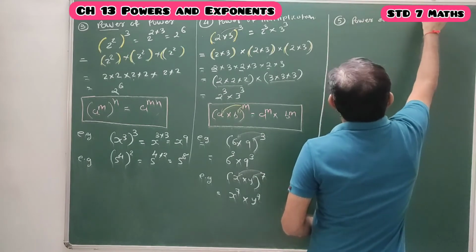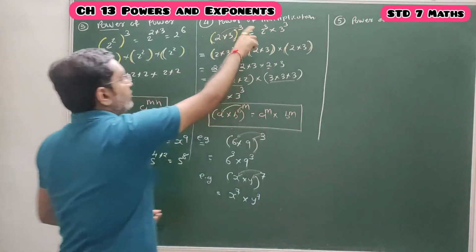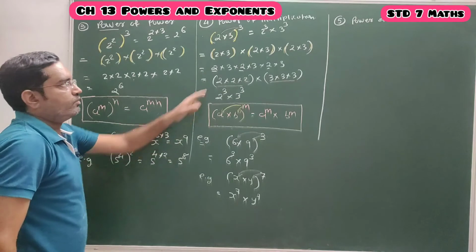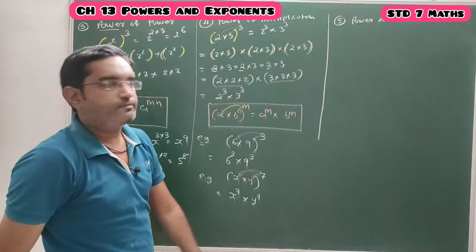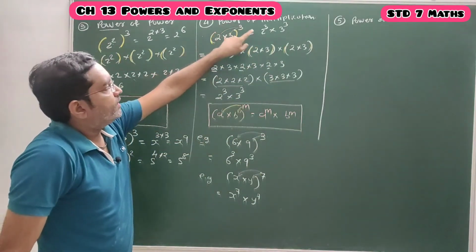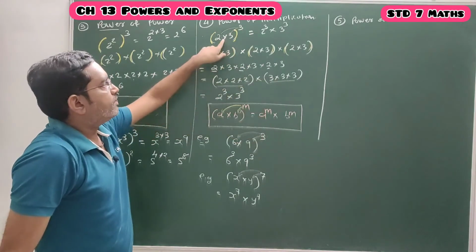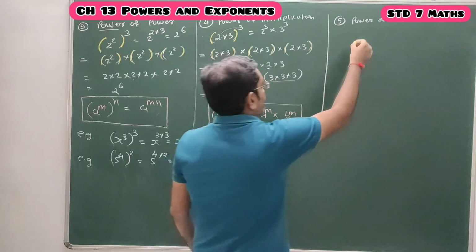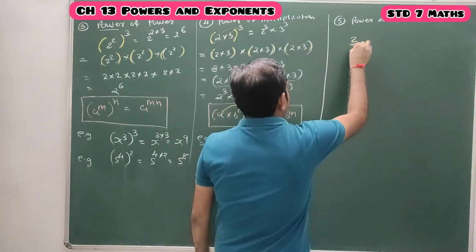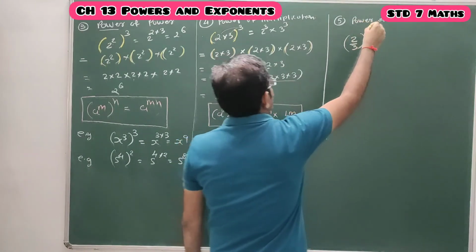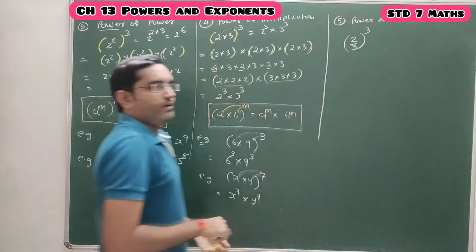Power of division. जो स्टूडेंट को power of multiplication समझ में आ गया है, उनको power of division भी easily समझ में आ जाएगा. क्यों? कि power of multiplication में जो base था हमारा multiplication form में था, तो power of division में हमारा base division form में होगा. So consider our base is 2/3 and whose power is 3. So this is power of division.